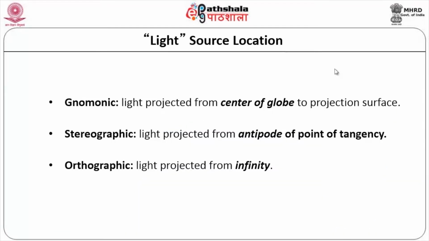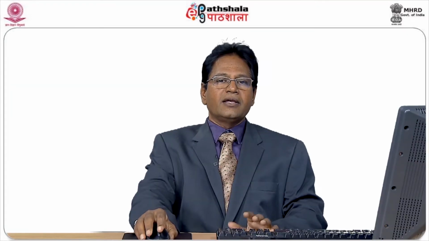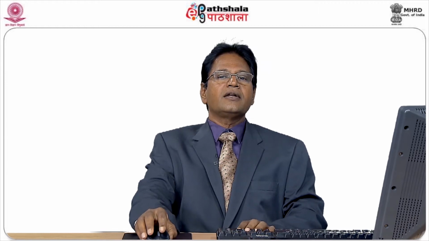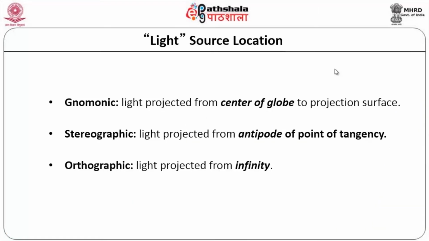As I was telling you already, if light is used as a source, gnomonic projection, stereographic projection or orthographic projection are the types of projections which are normally used or generated by cartographers. Gnomonic projection: light projected from the center of the globe to the projection surface. Stereographic projection: light projected from the antipode of the point of tangency. And then orthographic projection: light projected from infinity.